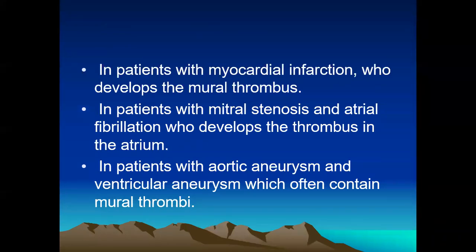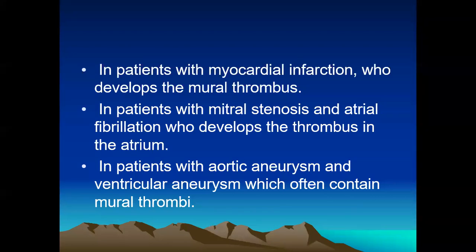In patients with myocardial infarction, a mural thrombus can develop, which will also lead to the formation of emboli. Patients who have mitral stenosis and atrial fibrillation have a chance of thrombus formation within the atrium, so they can lead to the formation of systemic thromboembolism. The mitral valve and aortic valve also lead to this.